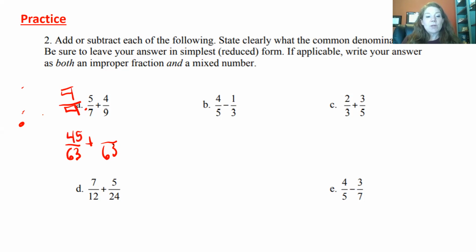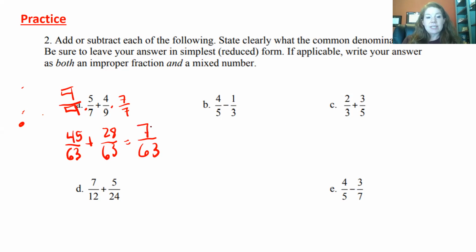9 times 5 is 45. And 9 times what is 63? Well, times 7. So I multiply 4 times 7 and I get 28. Ooh, these numbers are going to get big. 63 is our denominator. With my calculator, I'm going to add 45 plus 28 and I get 73.